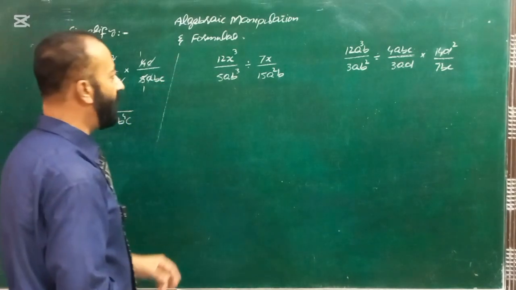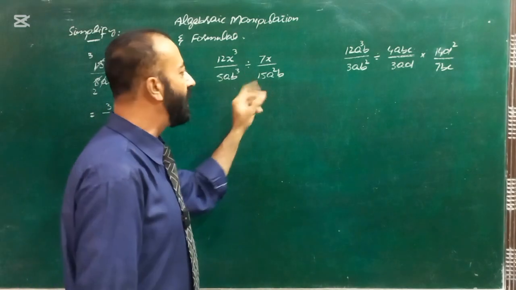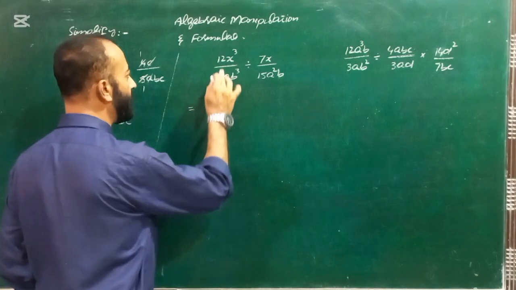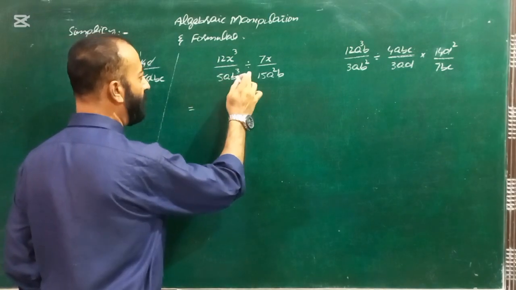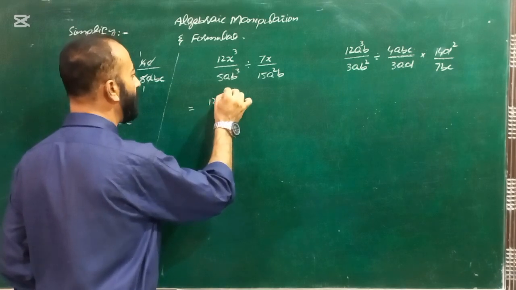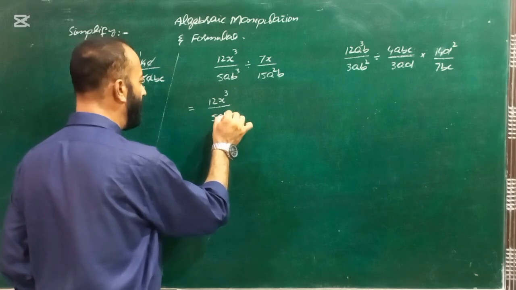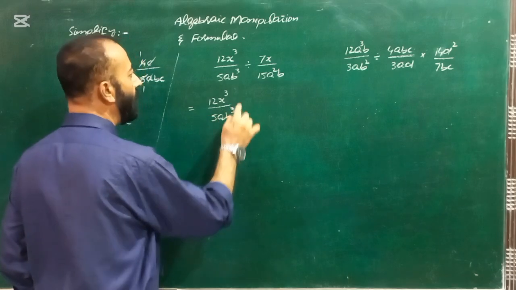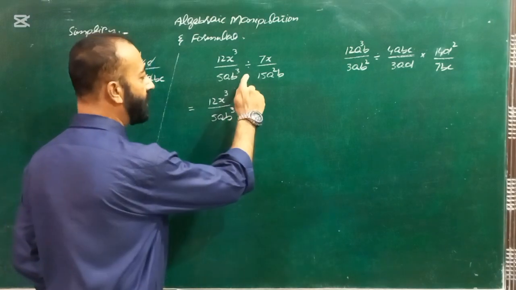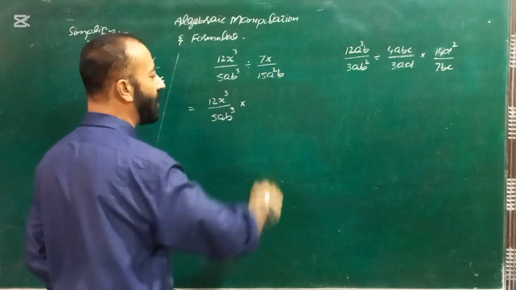So look now, be very careful because between these two fractions now a division sign is there. The method to solve this kind of question is the fraction before the division sign will be written as it is, that is 12x cube over 5ab cube.